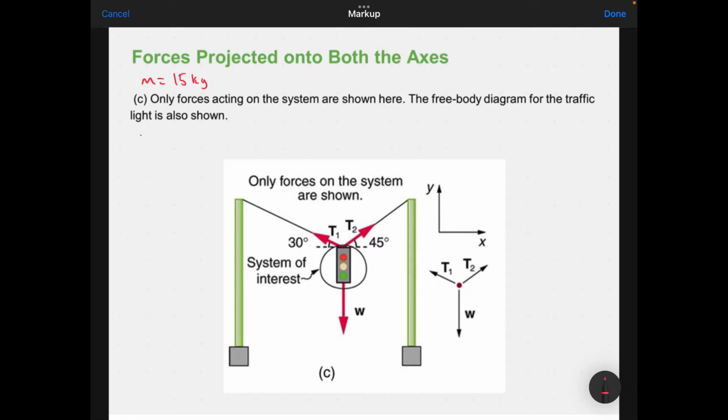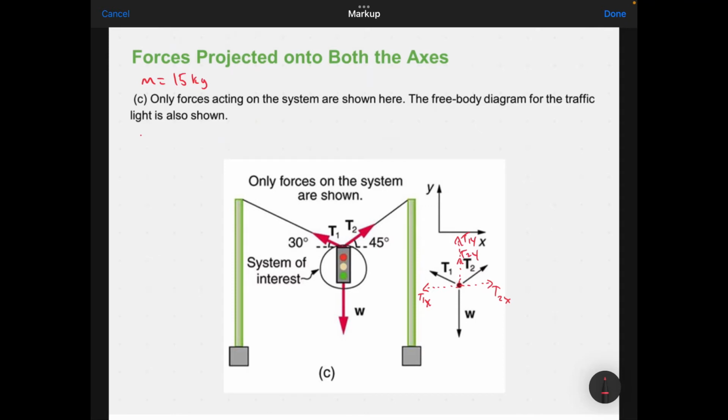So they do have a free body diagram here, but there's more details to it than what they have drawn, because we also have a T1X in this case, a T2X, and going up, we've got two forces, and that's going to be T1Y and T2Y.